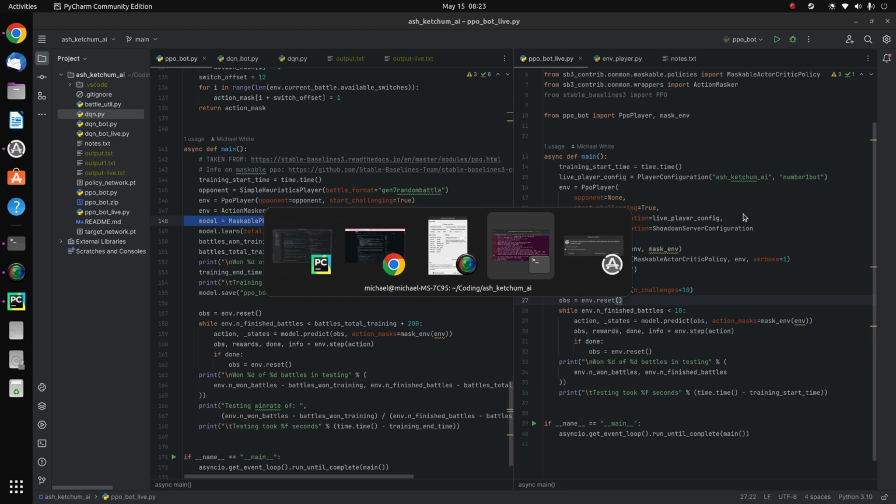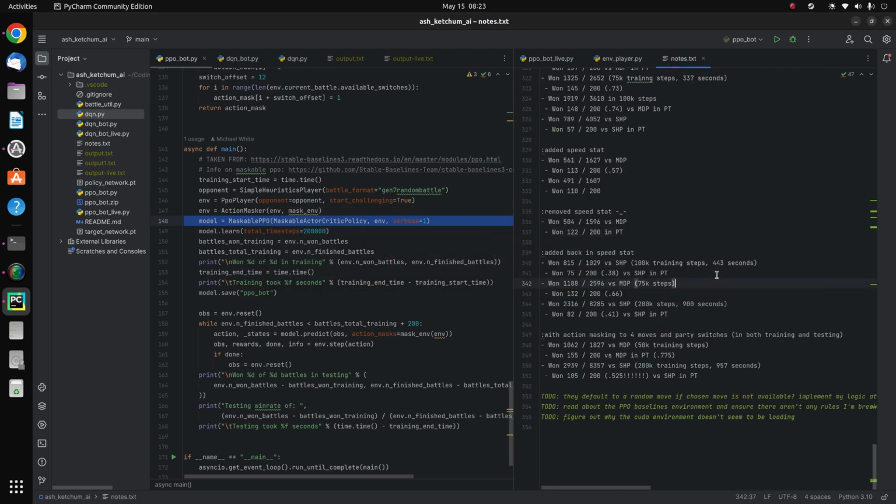So some exciting news in terms of benchmarking. I added back in the speed stat and was playing around with that for a little bit. The important benchmarks are down here with action masking. It won 1,062 out of 1,827 battles against a max damage player in only 50k training steps. When we did the actual testing against a max damage player, that represented about a 78% win rate. So that's, in only 50k steps, outperforming what it was previously doing. We can see here, for example, that in 75k training steps, it was previously only winning 66% of the time. So this is a really huge increase in learning efficiency.